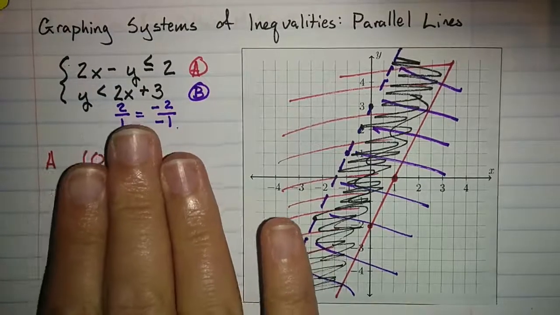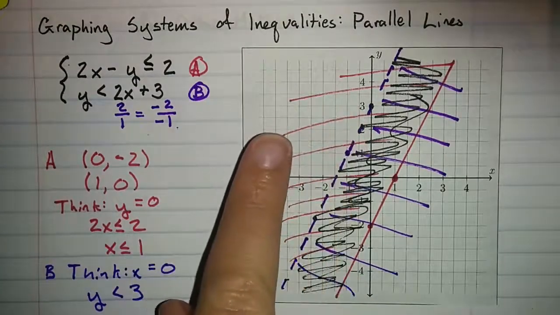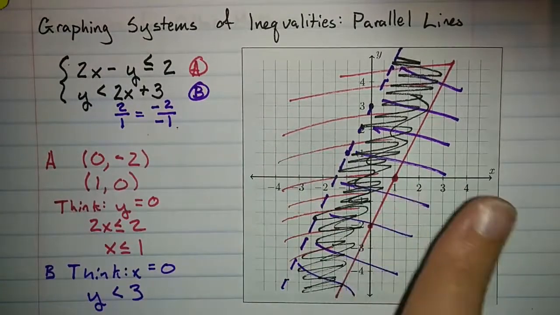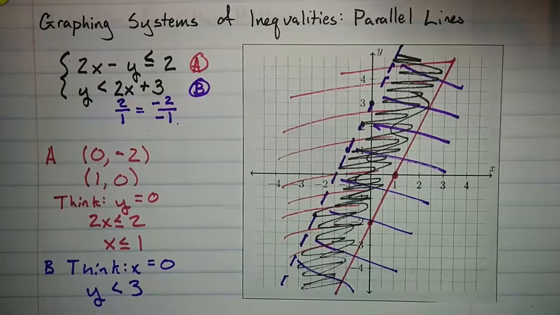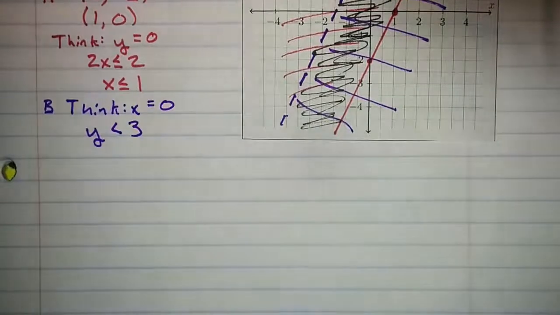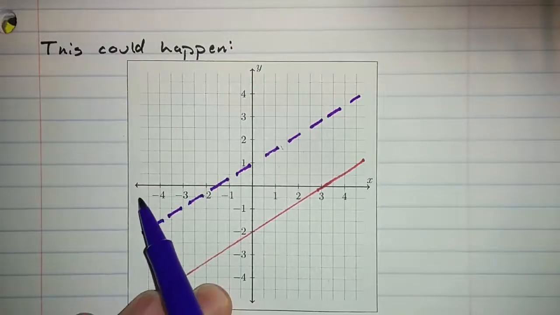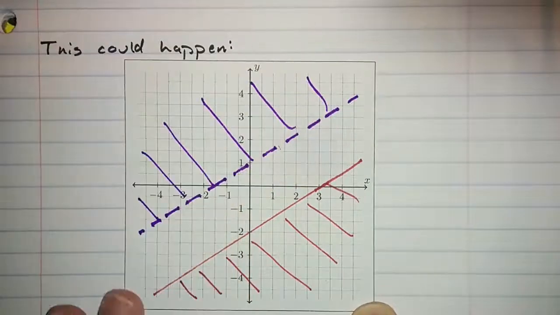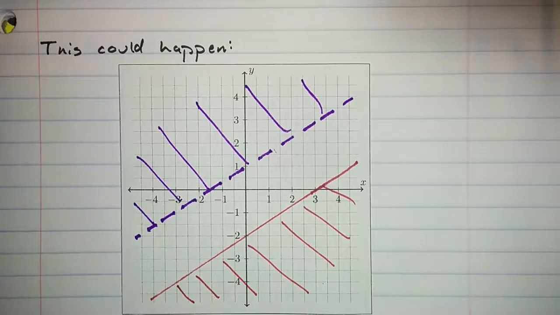There are other ways the overlap could form, right? It could form so that this part over here is the overlap. It could form so that this part over here is the overlap. Or there's one last thing that could happen. We could get a system that looks something like this, with the area above the purple line shaded, the area below the red line shaded.